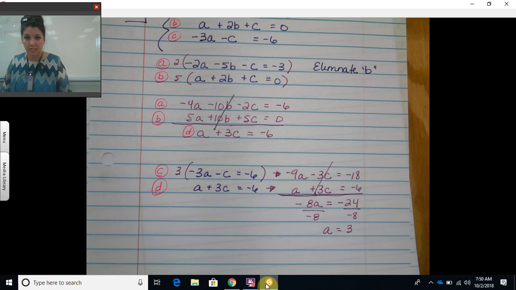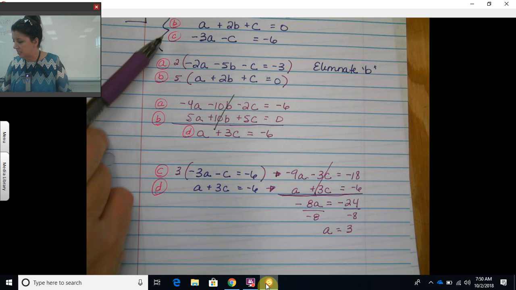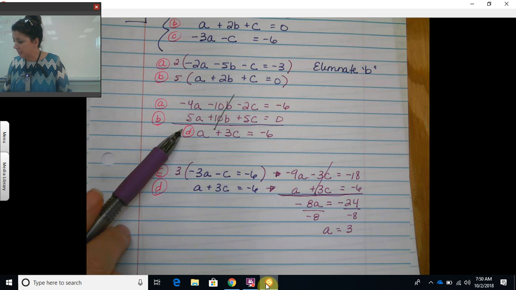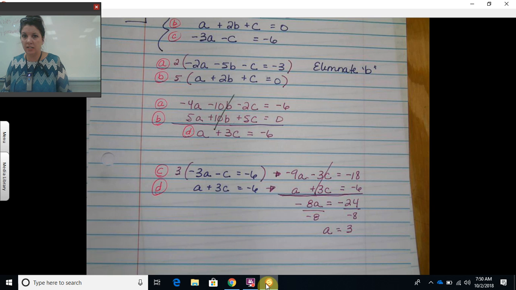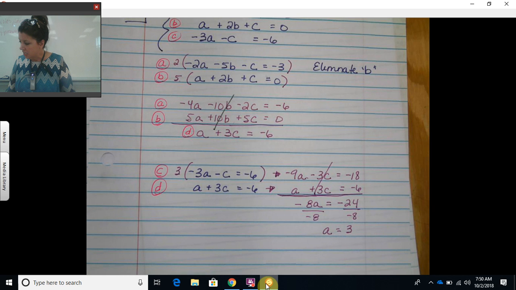So I know one variable. I could either substitute that into equation C or equation D and solve for C, right? Does not matter which one. But don't put it in A or B because then you're going to have two unknown variables. So I'll just go with equation D because there's less negative signs.